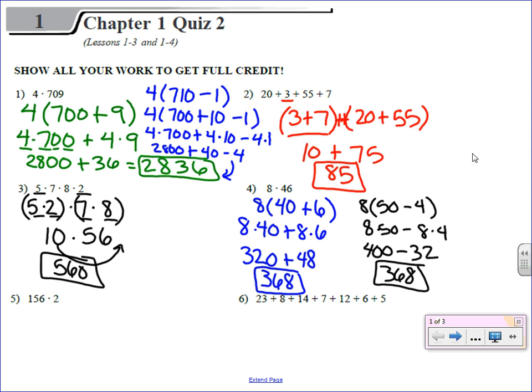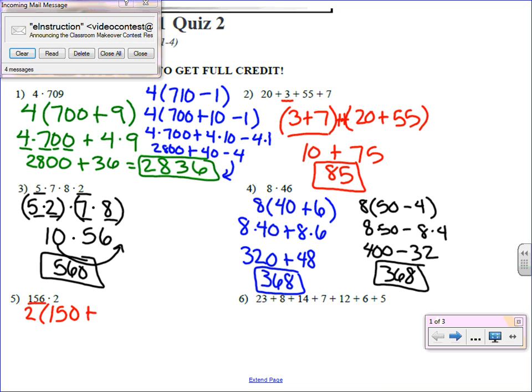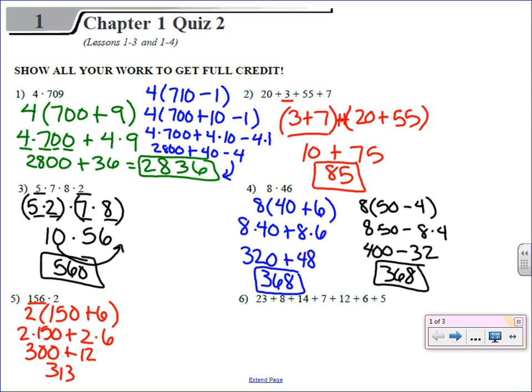Number 5 is also a distributive property problem. We're going to think about 156 differently. And since I offhand know what 150 times 2 is, I would write it as 2 times 150 plus 6. So then I have 2 times 150 plus 2 times 6. 2 times 150 is 300. 2 times 6 is 12. So then my final answer would be 312. Oops, not 313.